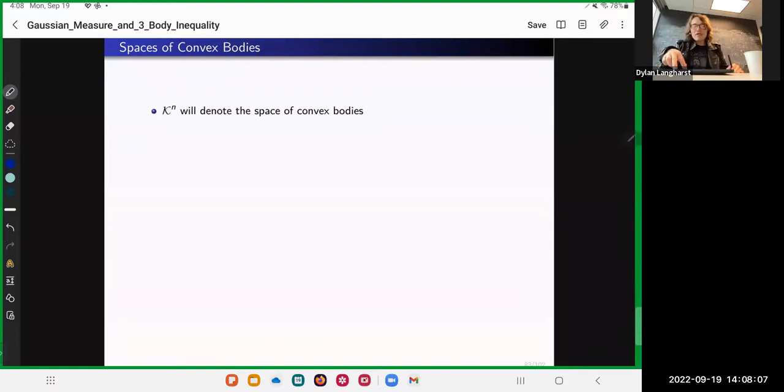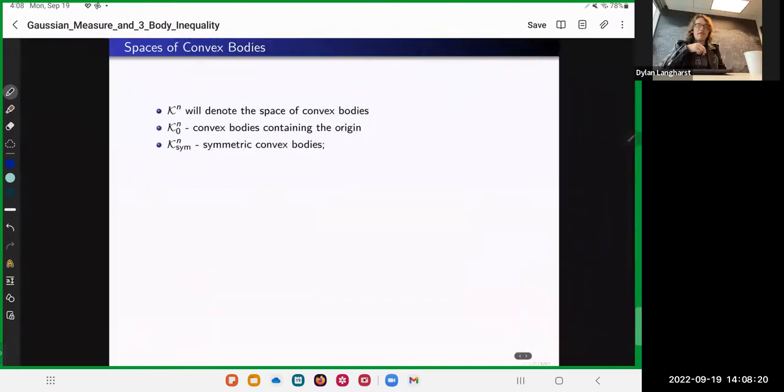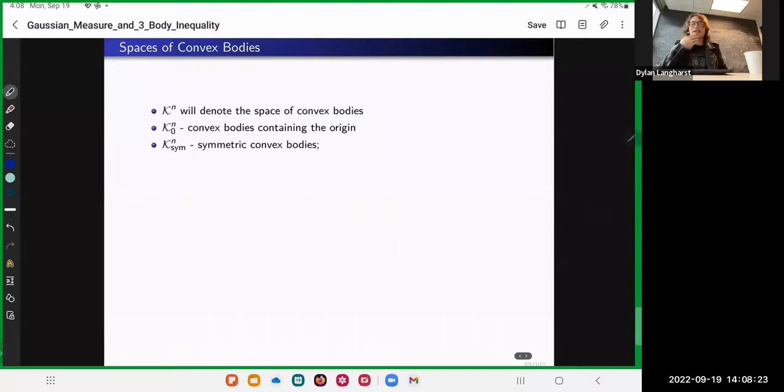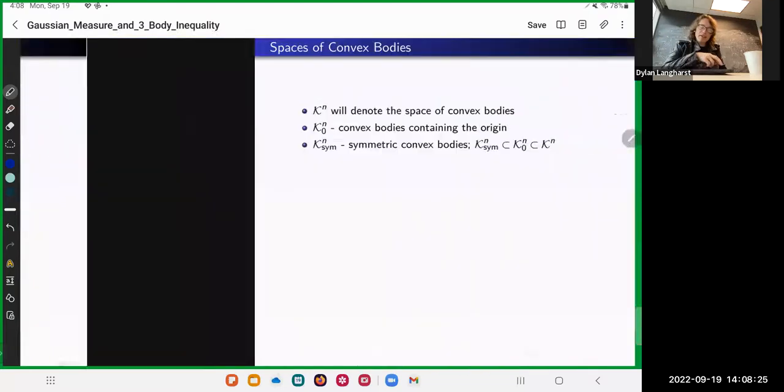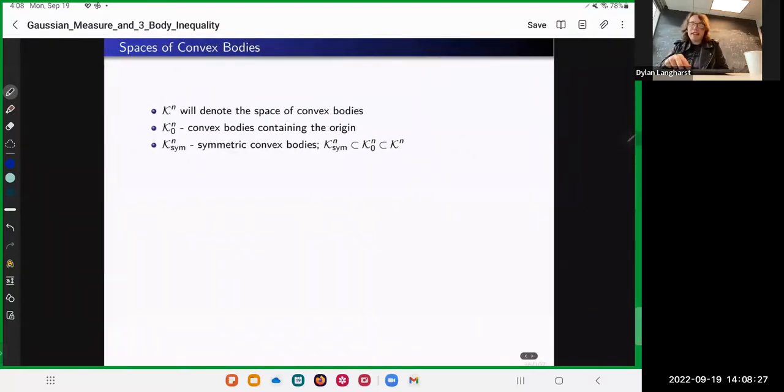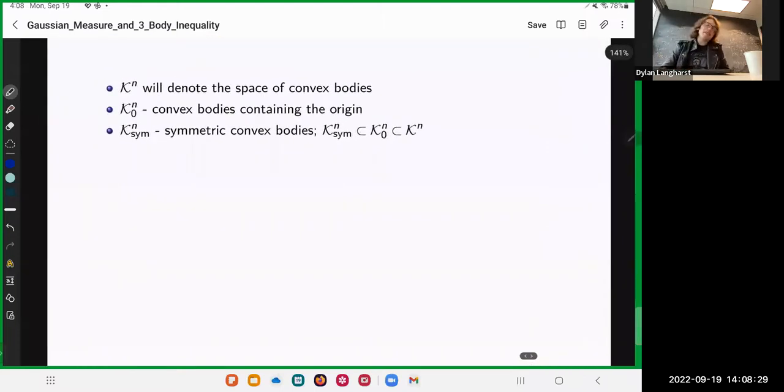But I need to introduce spaces of convex bodies. So fancy K will denote the space of all convex bodies. Fancy K subscript 0 will be those convex bodies containing the origin. And fancy K subscript sym will be symmetric convex bodies. And of course, you have the obvious set inclusion. Every symmetric convex body contains the origin, and every convex body that contains the origin is a convex body. And it turns out each of these sets is closed under Minkowski sum.